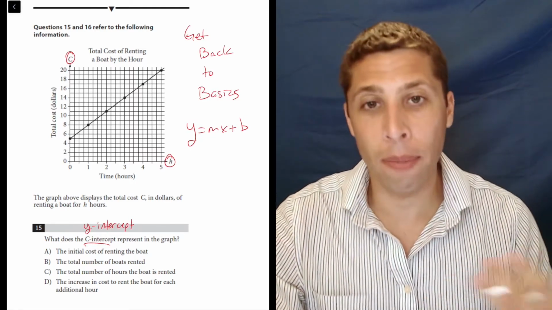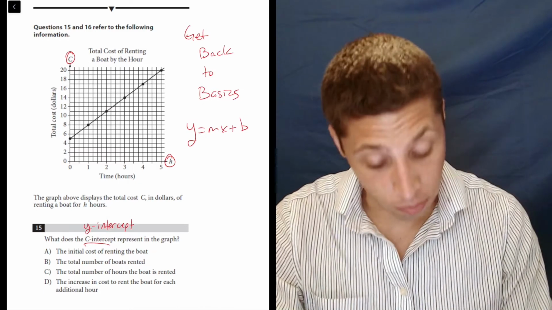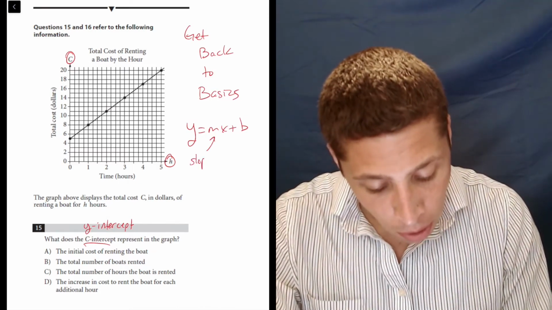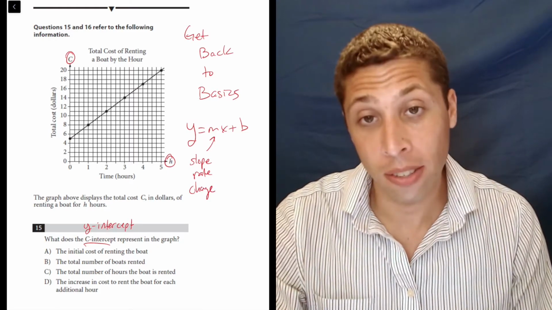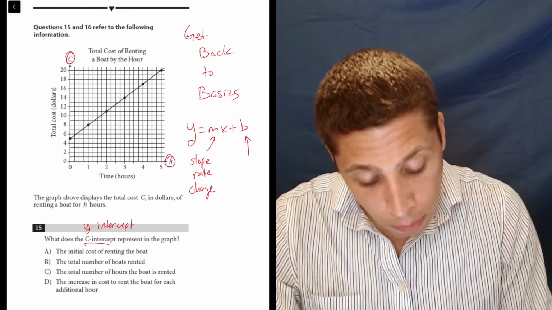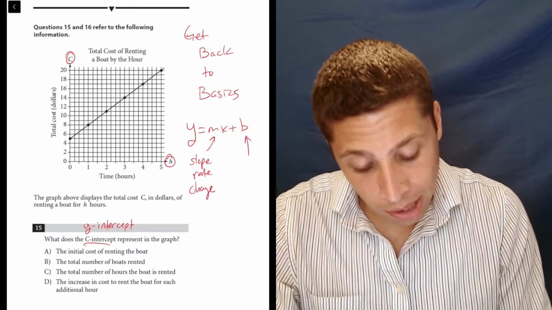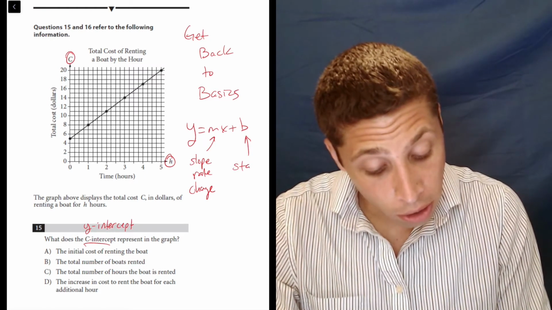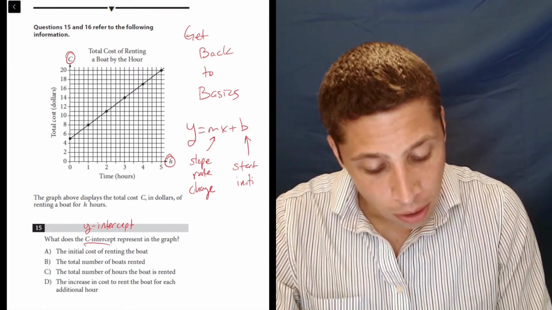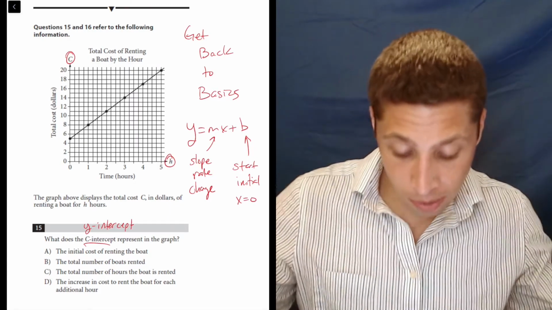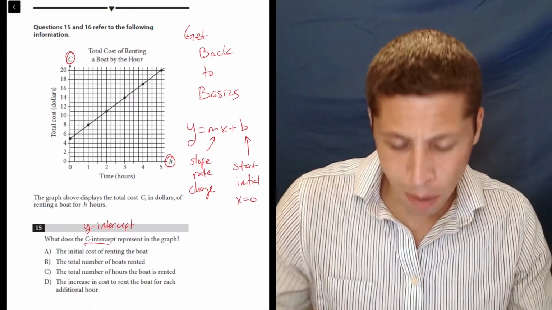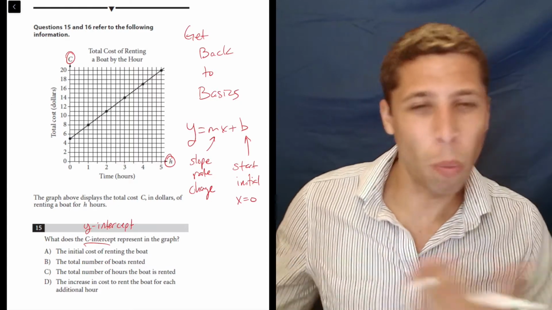to describe the pieces of y equals mx plus b, right? So the m, the slope, we start to see words like rate or change or increase. The y-intercept starts to have words like start or initial, because it's where x is equal to 0. It's our first value. And as you can see, right, we can't rent a boat for -1 hours, right?